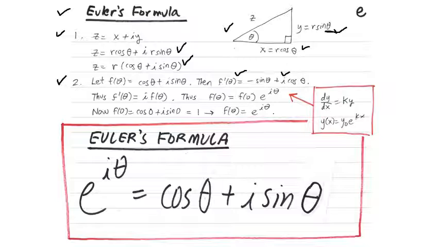Now it's fairly easy to see if you just take your expression for f of theta and multiply it by i, it's fairly easy to see that you get the expression that we just got for the derivative, since i squared is -1. So f prime of theta is the same thing as i times f of theta.